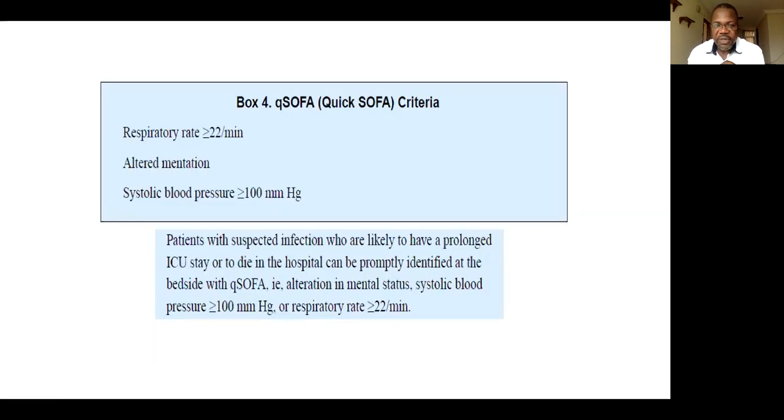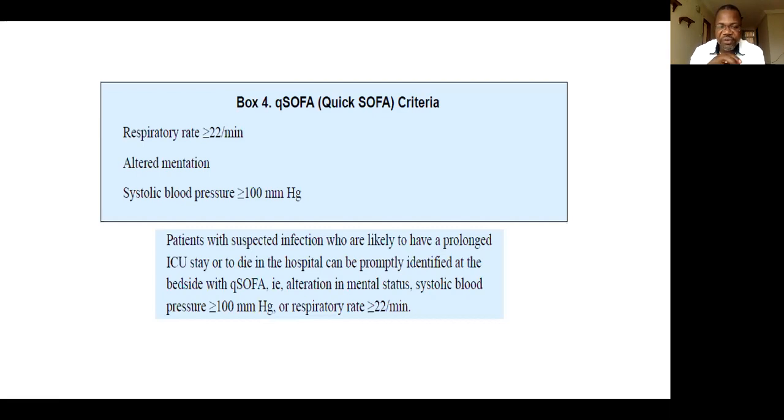Now, in the clinical setting, we can use what we call a quick SOFA to have an idea of whether or not we are dealing with a sepsis. So a quick SOFA looks at 3 things. You look at the respiratory rate that is 22 and above per minute. You have an alteration of the mental status of the patient, by GCS that is decreasing, and you have a systolic blood pressure that is 100 or below.